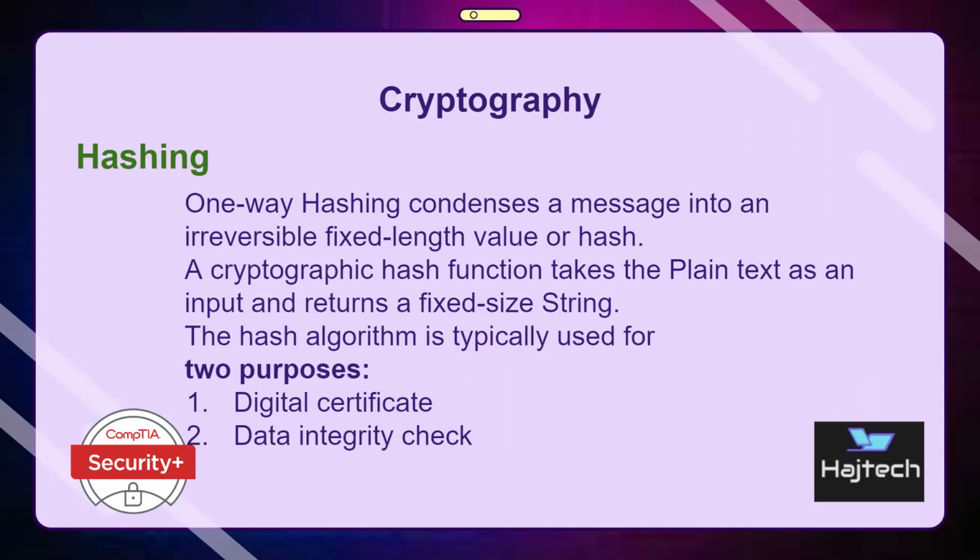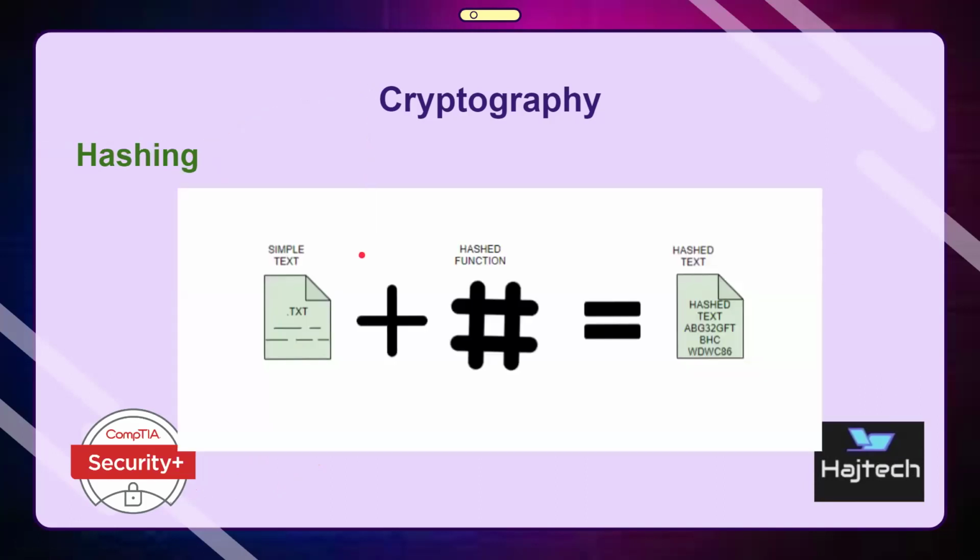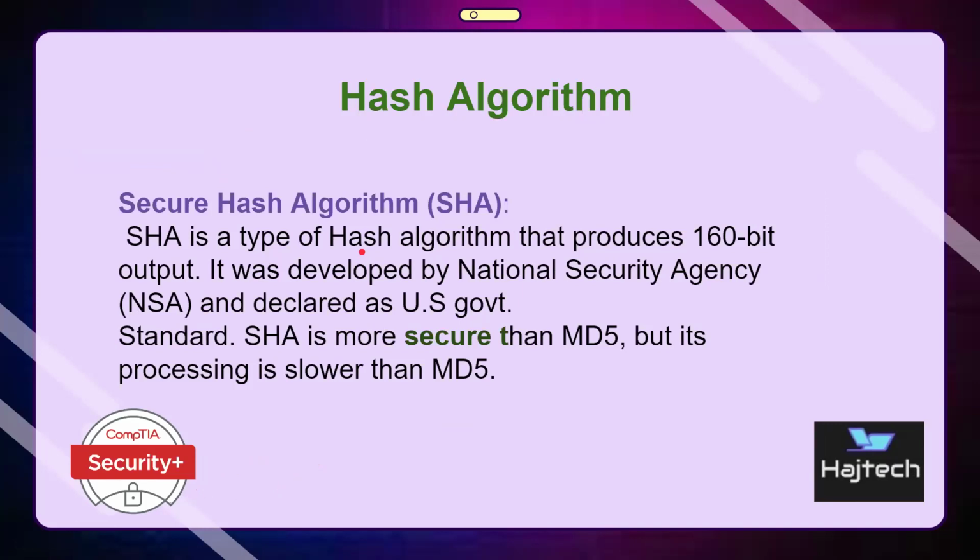So what is hashing used for? For integrity. But encryption is used for confidentiality. Hashing is also used for digital signatures, digital certificates, and data integrity. These are the purposes of hashing. And what hashing algorithm?